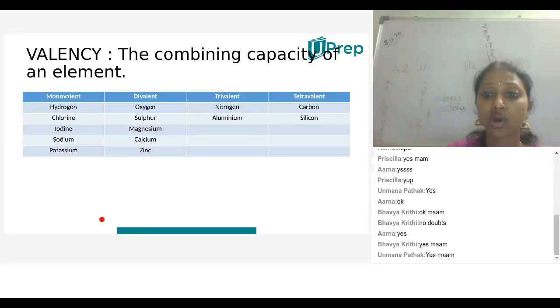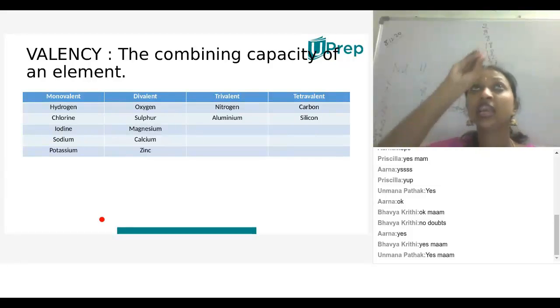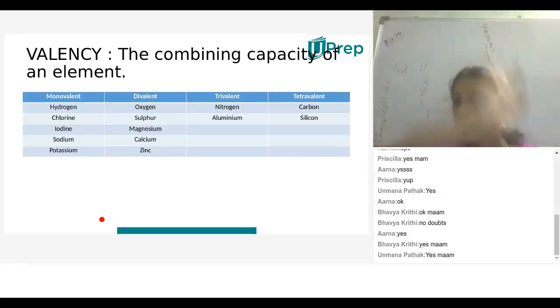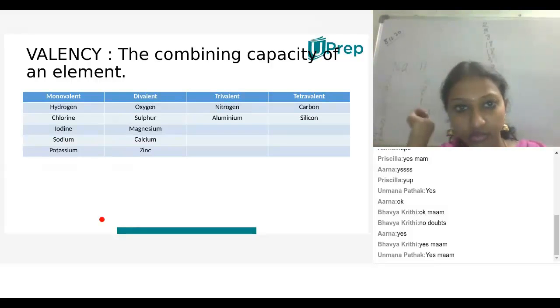Like helium, neon, argon, krypton, xenon, all of these are very stable. They won't give, they won't take. Until and unless they give or take, they are stable. That means they won't combine. They'll be stable even in the atmosphere. Helium gas is just He only. It won't combine with another helium; it will just be He. Any doubts?